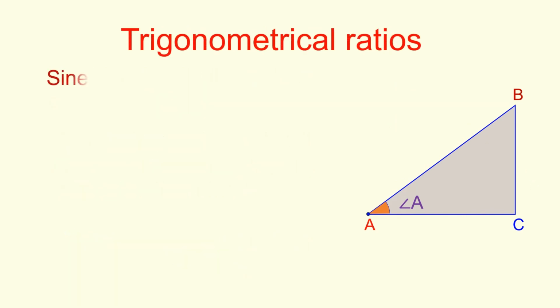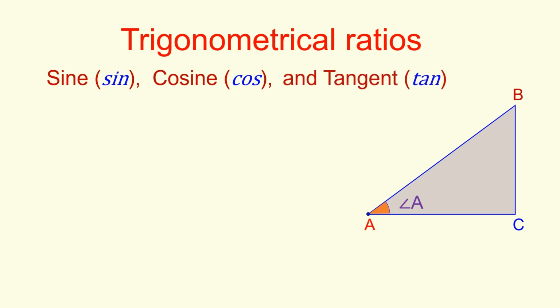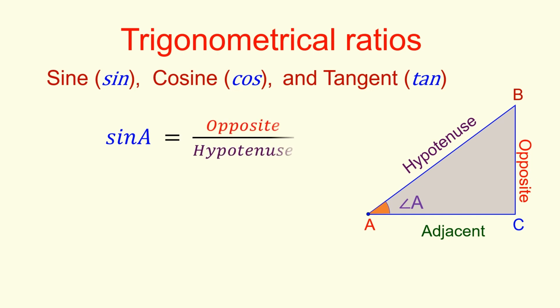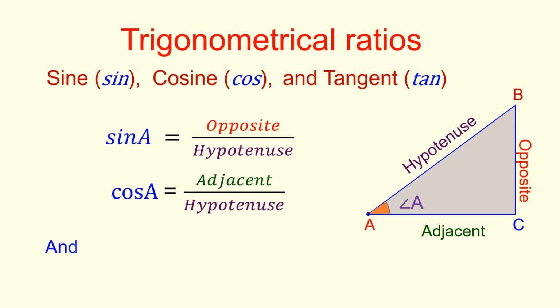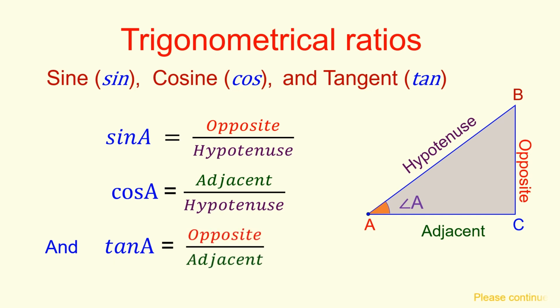Trigonometrical ratios. We define here the trigonometrical ratios: sine, cosine and tangent. In short, we write them as sin, cos, and tan. Sine A equals opposite divided by hypotenuse. Cosine A equals adjacent divided by hypotenuse. And tangent A equals opposite divided by adjacent.